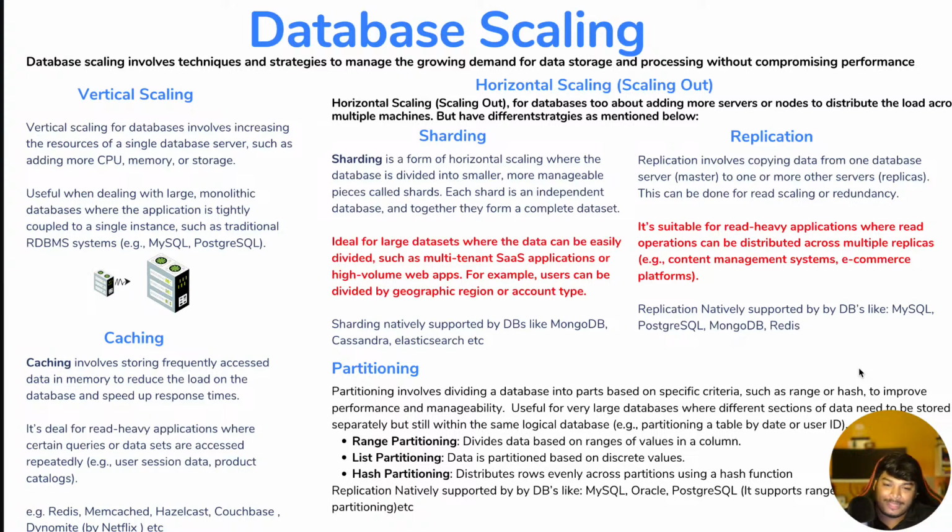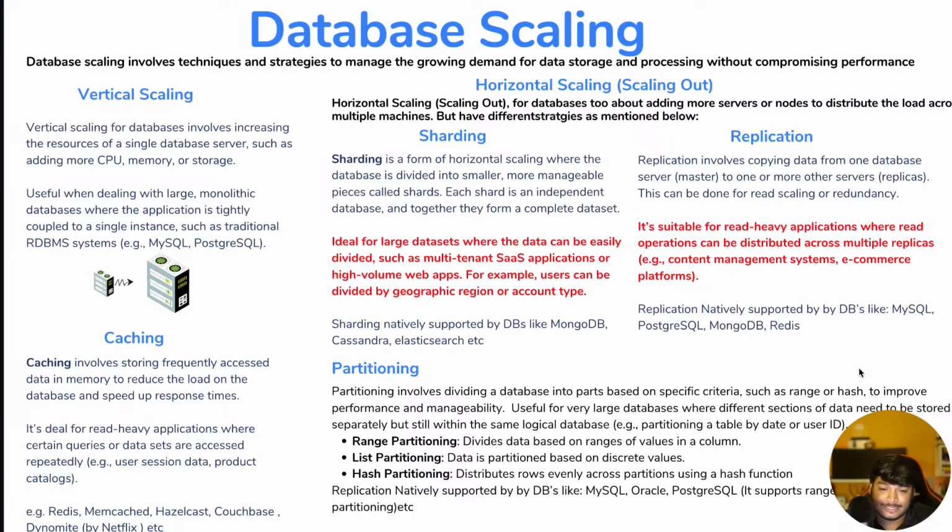If you are planning to use sharding, you have to see which databases support it. There are MongoDB, Cassandra, Elasticsearch, majorly NoSQL databases, which natively support it. Of course, PostgreSQL and MySQL also support it, but that requires additional overhead and configuration. I'm not going that way, but it is natively supported by MongoDB, Cassandra, and Elasticsearch, which are NoSQL databases, because they're schema-less.